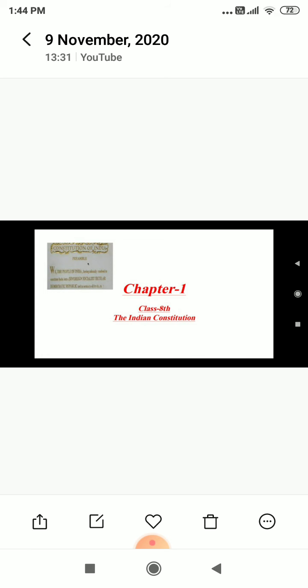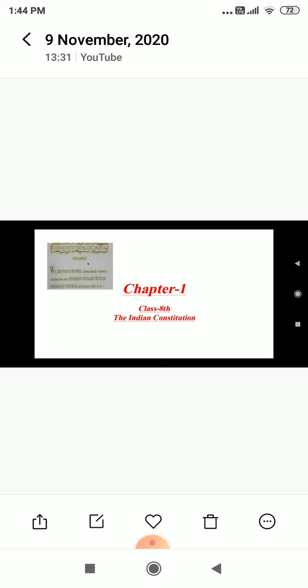In Civics, class 8, let us start the first chapter, the Indian Constitution. In this chapter, we are going to talk about the Indian Constitution. Constitution is actually a set of rules and principles that all persons in the country have to follow. On what basis? On the basis of how they want to be governed.